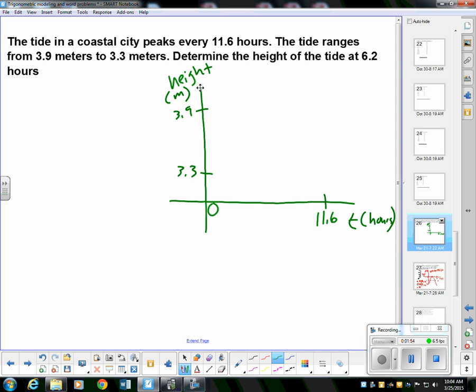So just with a quick sketch, I know that at time 0, because it says that it peaks every 11.6 hours, at the beginning, at 0, I'm at a peak of 3.9 meters. And again, at 11.6 hours, I'm at a peak. Now it's got to have a bottom out point, and the bottom out point for these functions is always halfway through. So, actually I'll pull my calculator up.